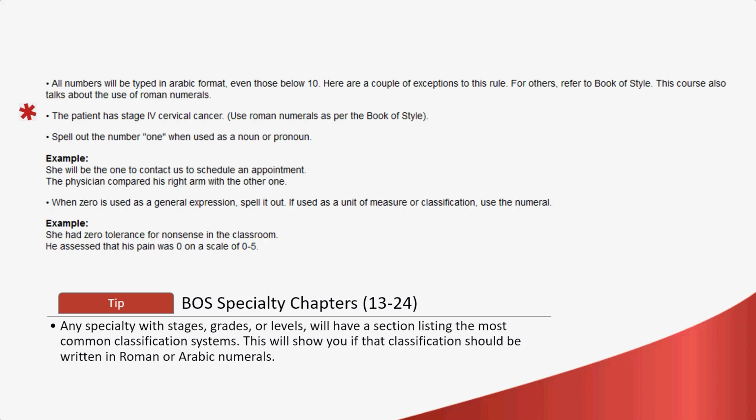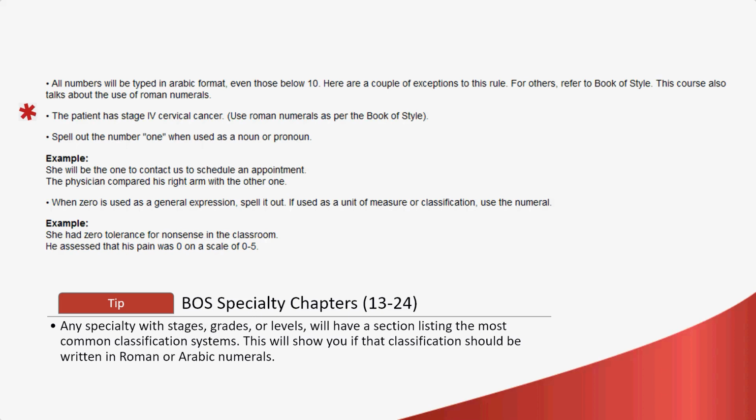Okay, all numbers will be typed in Arabic format, even those below 10. So a lot of people in English writing, we're used to writing out the words below 10, but in transcription, we're going to write them as Arabic numerals. Again, it's just they pop. It's easy to see. So that's likely the reason behind it. So there are a couple of exceptions. Of course, there's exceptions to almost everything.